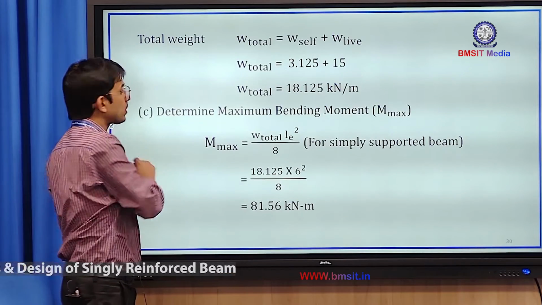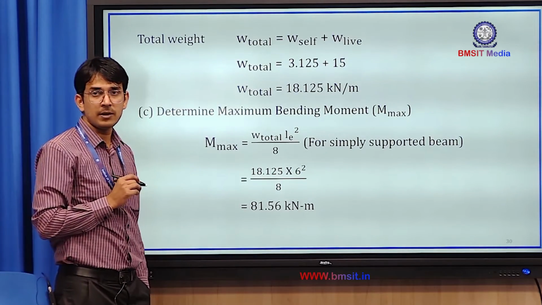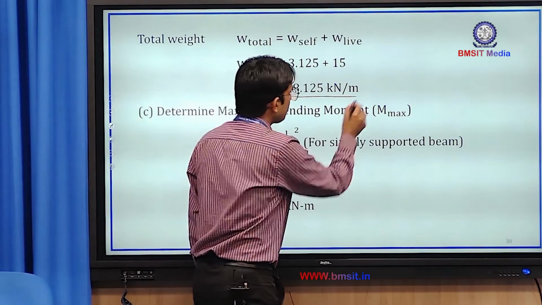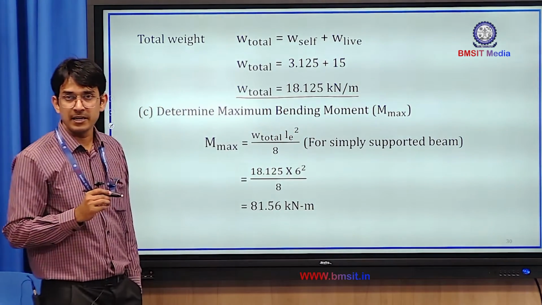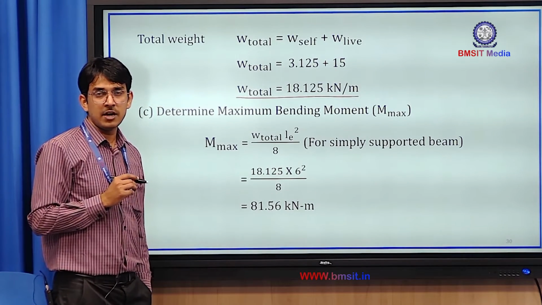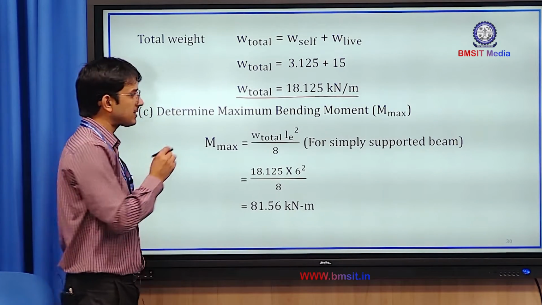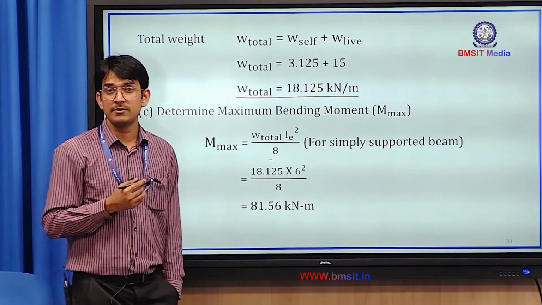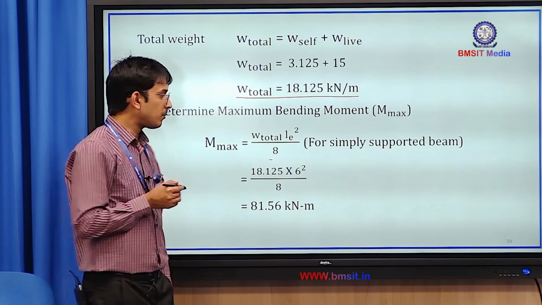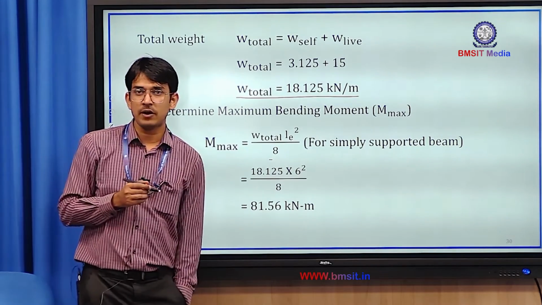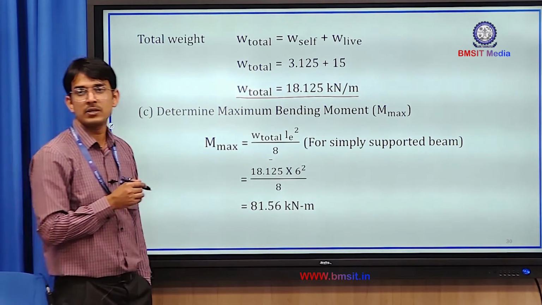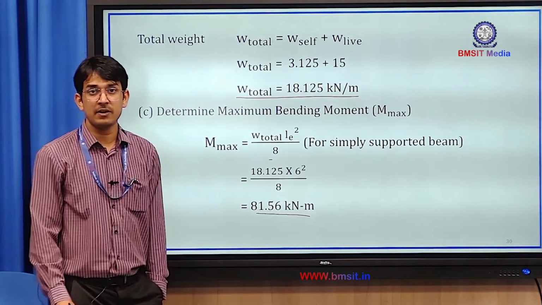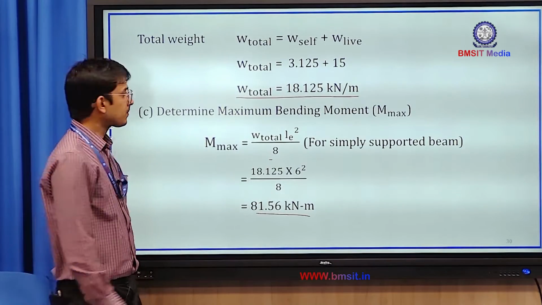Now we calculate the total load. The live load we already know, 15 kilonewton per meter, is given to us. So we can easily calculate the total load, which comes to 18.125 kilonewton per meter. After that we have to calculate the maximum bending moment. The maximum bending moment is W total L square by 8, because this beam is simply supported. W total we calculated as 18.125 and L is 6 meters, given in the question. So the maximum bending moment is 81.56 kilonewton meter.